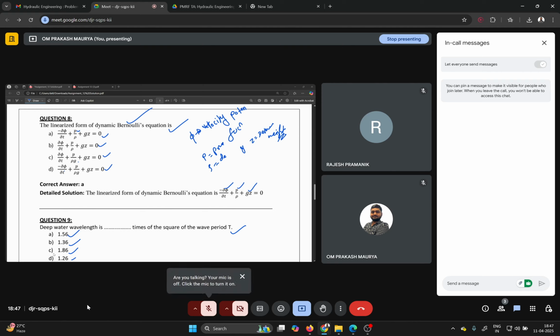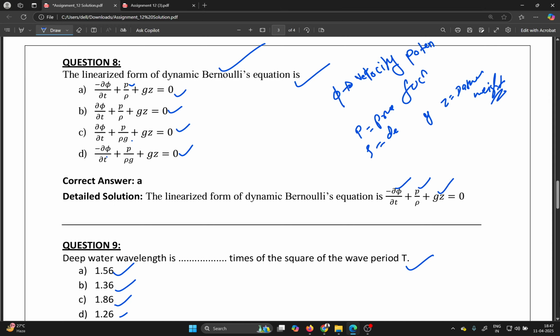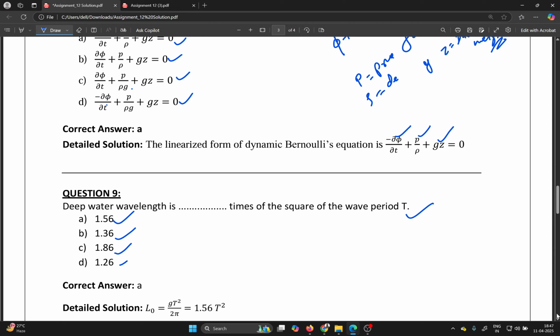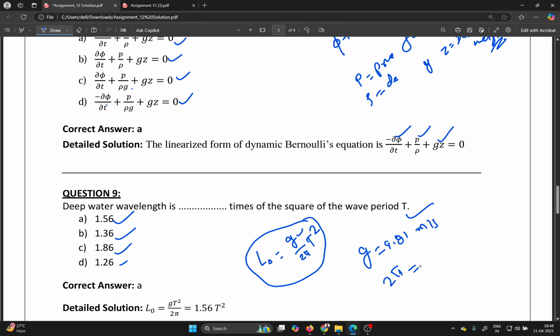Okay, let me just show you the answer. This is again a formula based question. If you know the formula, then very easily you can write. So here you can see L is equal to g by 2 pi into T square. These values are constant. So g value will be 9.81 meter per second square and 2 pi you know already. When you divide 9.81 by 2 pi, this will give you 1.56. So definitely your L naught will be 1.56 T square.